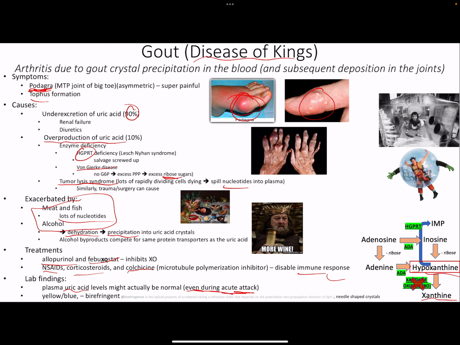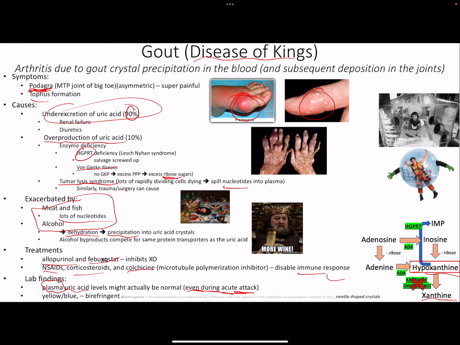Actually, now that I'm thinking about it, theoretically, your urinary uric acid levels could be higher or lower. If you're under-excreting, theoretically, your urine acid levels could be higher. So mostly what we're looking at for the lab findings is the plasma uric acid levels. They might be higher, and that should make sense. But what's interesting is they might actually be normal, for reasons I don't really know.